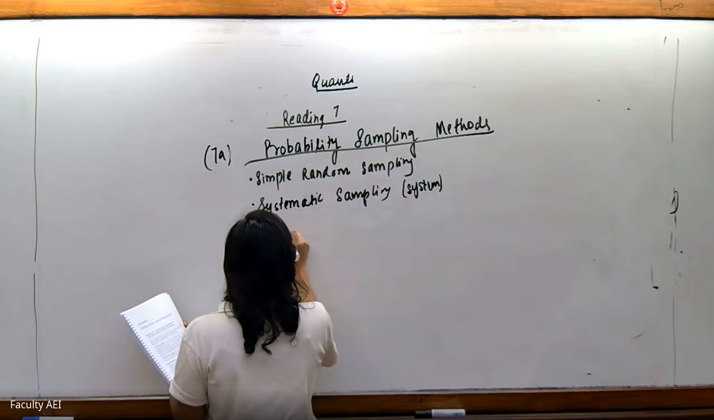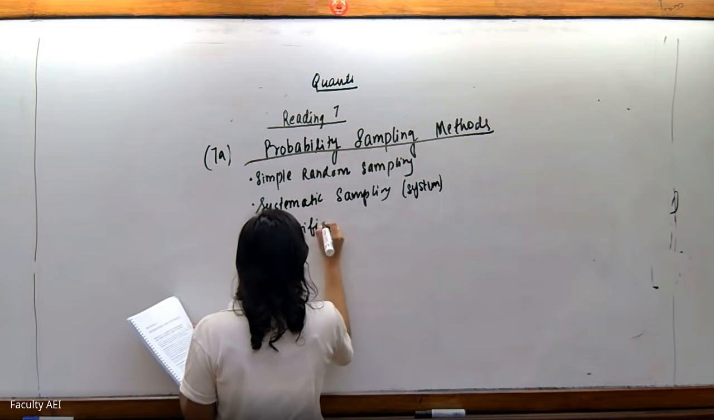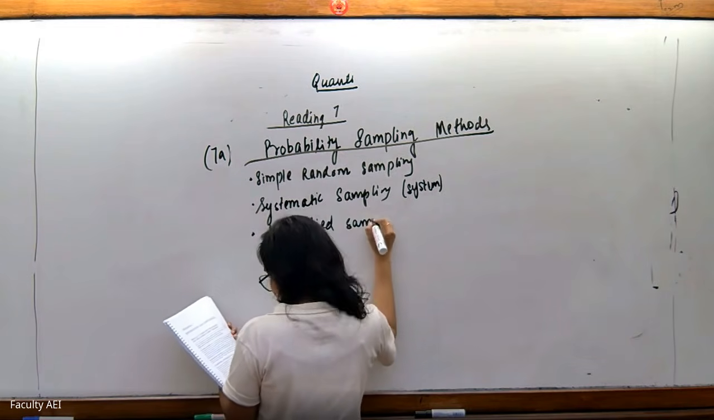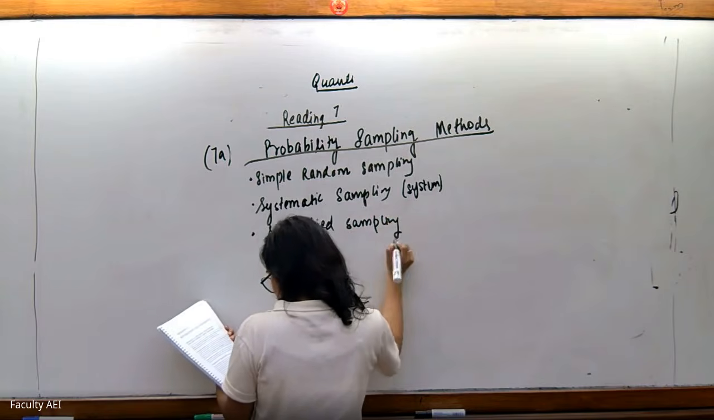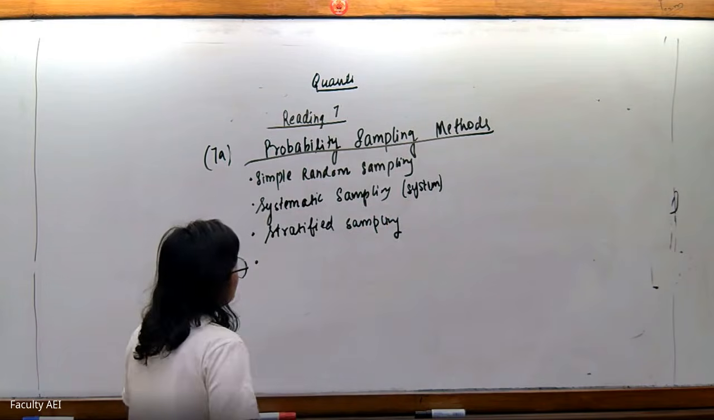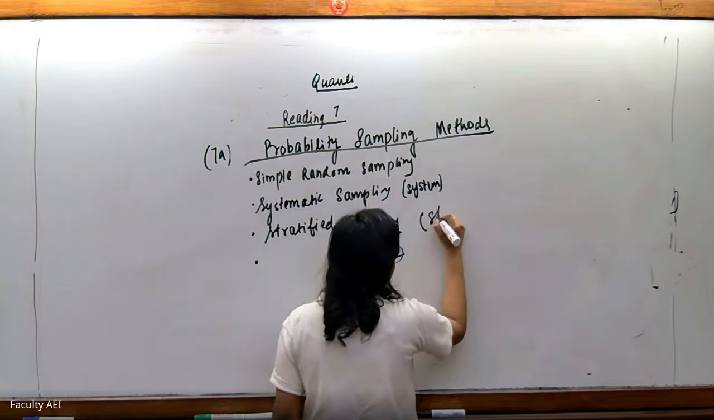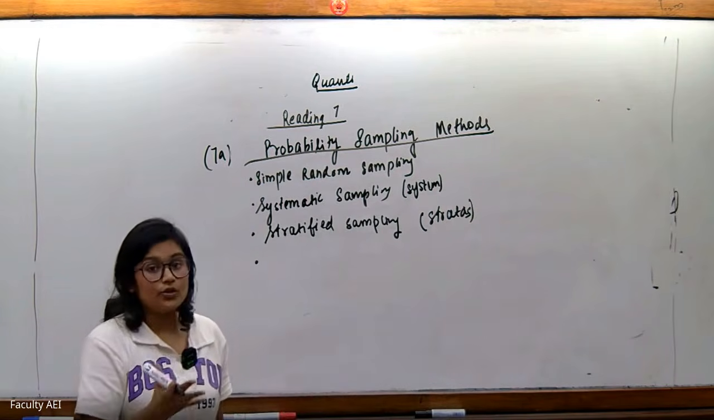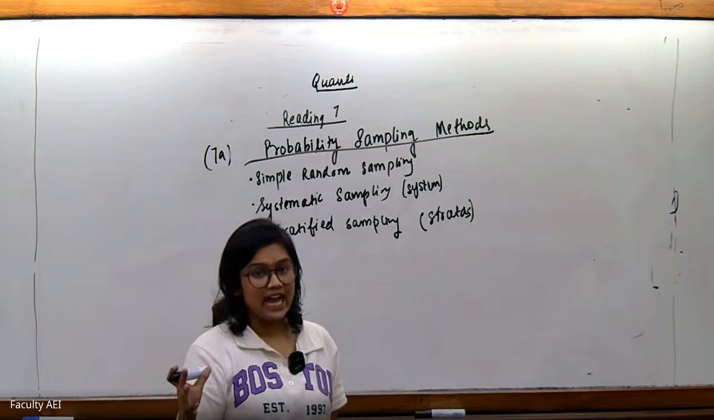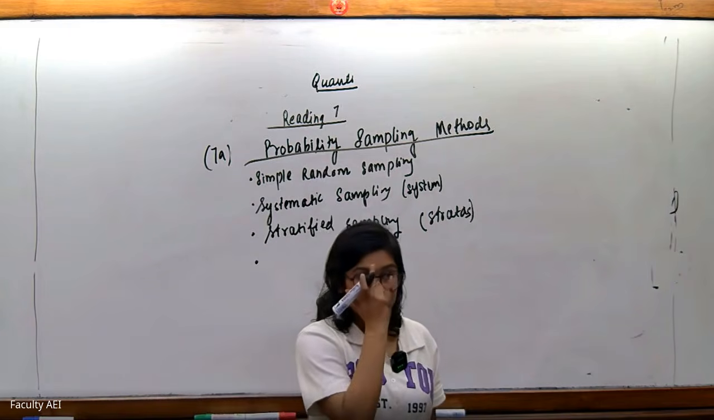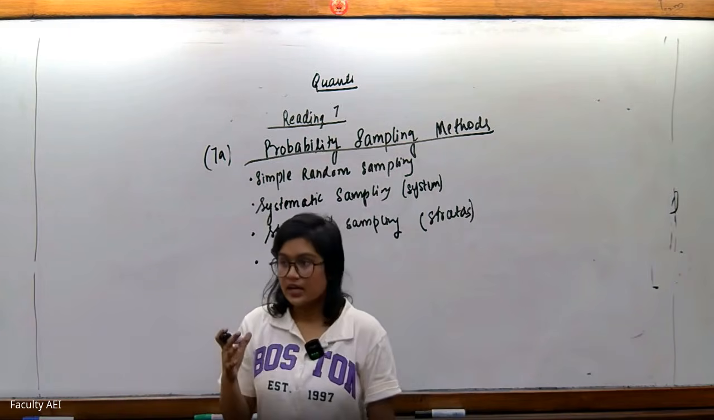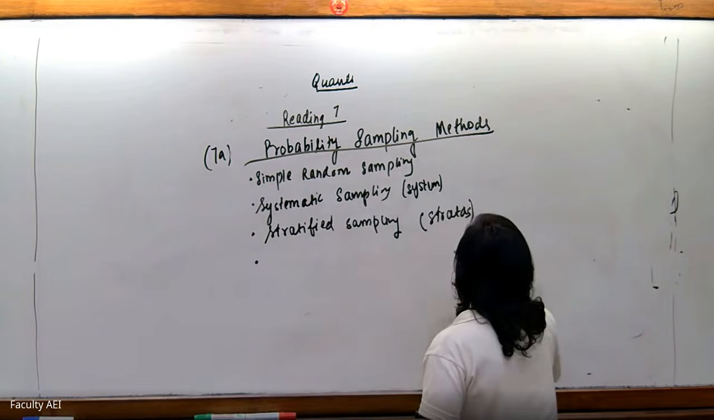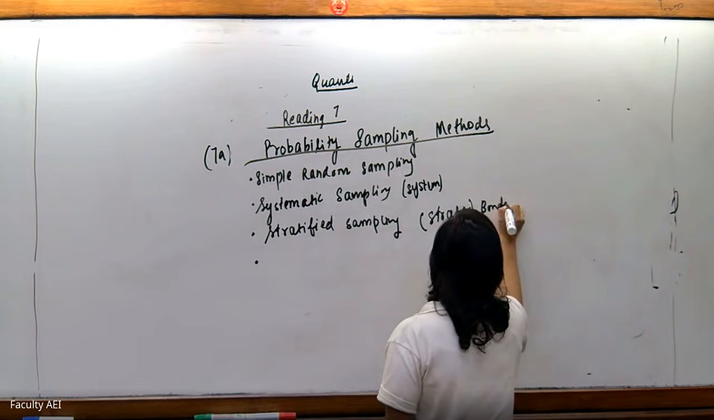Then comes stratified sampling. Here you do what? You make stratas. That is, you know your population. Your population has certain characteristics. Let's say you are making a sample of bonds. For bonds, what are the different types of characteristics bonds can have?